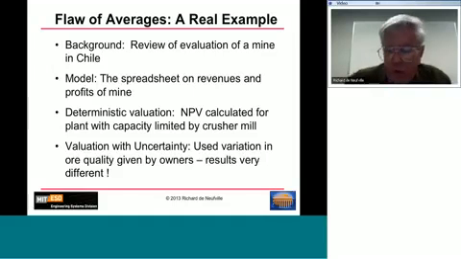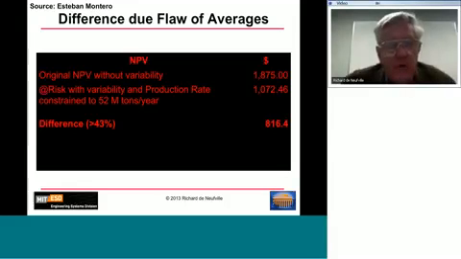So here's the situation as we saw it. The original valuation, net present value, without the variability, was, in millions of dollars, $1,875,000,000. When we did the analysis looking at the possible variations, and for the particular design, which had a particular size of plant in terms of million tons a year, we got about 1,072 in terms of millions, and the difference that we had there was 43%. In other words, by not paying attention to the uncertainties, by not recognizing what the conditions would be if you departed from the averages, you missed the value. The calculations missed the value in very large part.